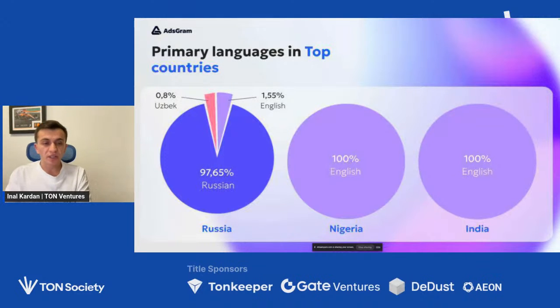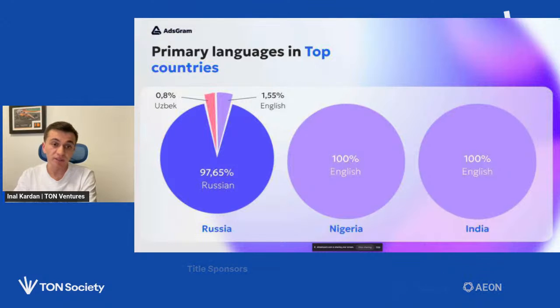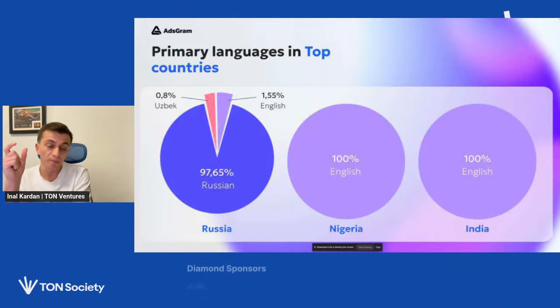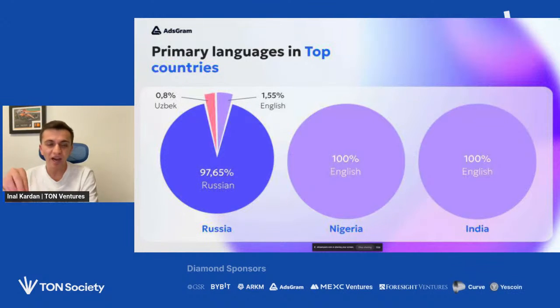Primary languages in top countries. Again, in Russia, Russian is the biggest one. In Nigeria, English is the biggest one. In India, English is the biggest one. But in Russia, for example, 1.5% of users use English, and 0.8% use Uzbek. So again, country does not equal language. This is important to remember.